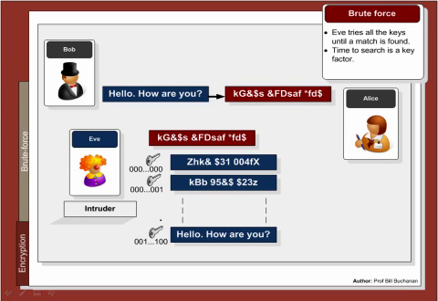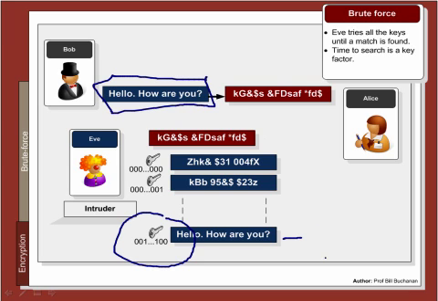So with brute force, as we said before, Eve tries all the keys and eventually she finds something that looks like a message. She might have several of these and she can pick which one looks most like the original message. And the key thing is that this all takes time. Obviously it's not going to be done manually, because it would take Eve a long time to search through all the codes in hexadecimal or base 64.